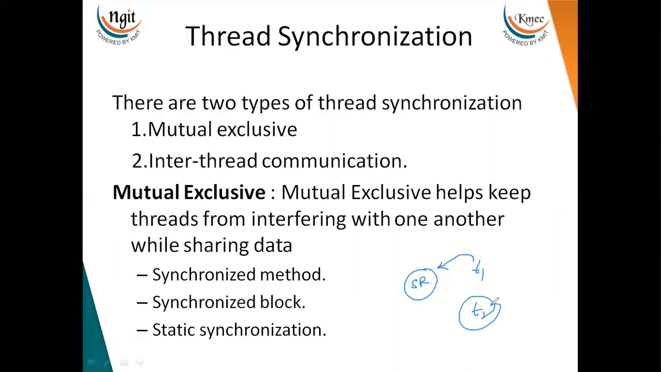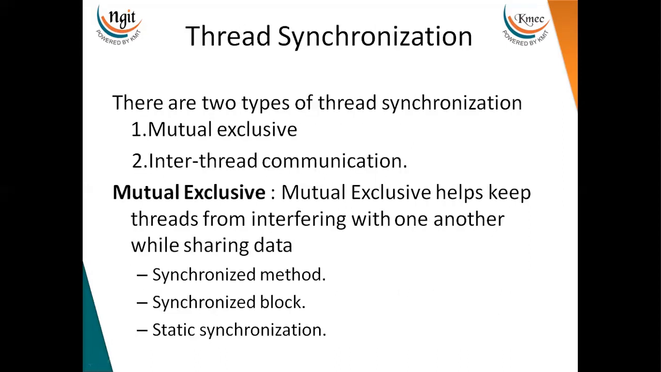This can be achieved by using different techniques. One, you can make a method a synchronized method, or you can make a particular block a synchronized block, or you can use static synchronization. These are the three different approaches which we can use under mutual exclusion. Now we will cover them one by one, right?